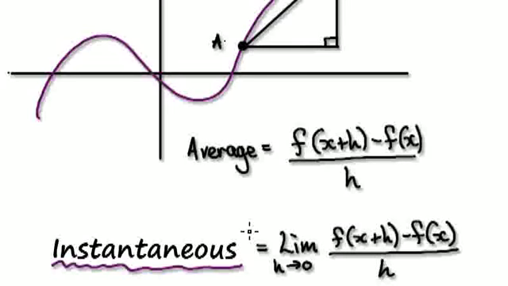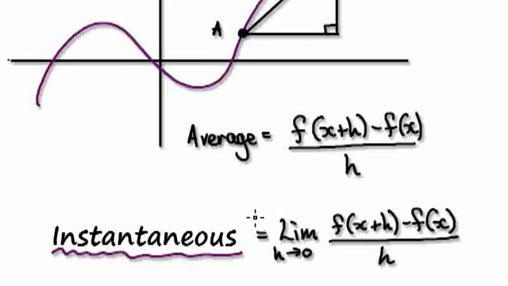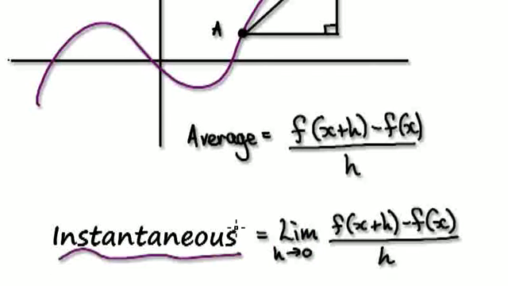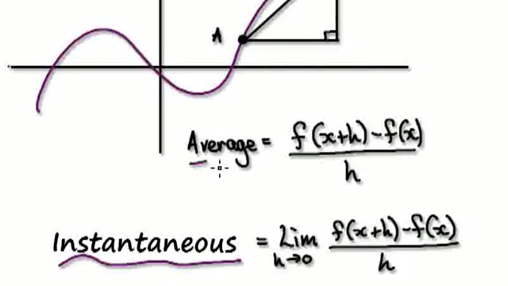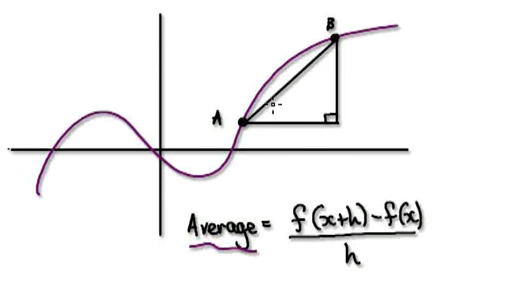So instantaneous means precise. If you want to express the precise gradient, you have to take the limit of this thing here. Sometimes we use instantaneous to mean a precise gradient. Average means the average between A and B. So instantaneous means the true gradient.